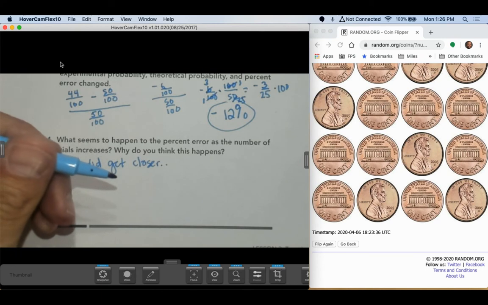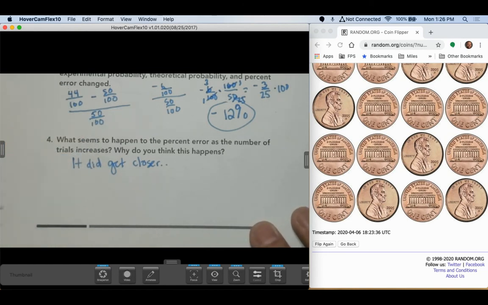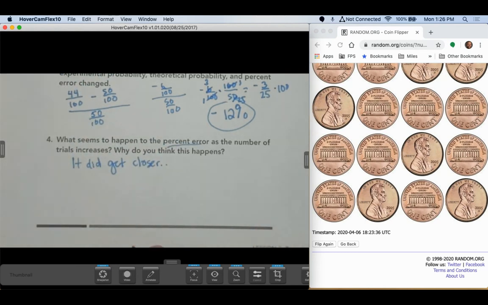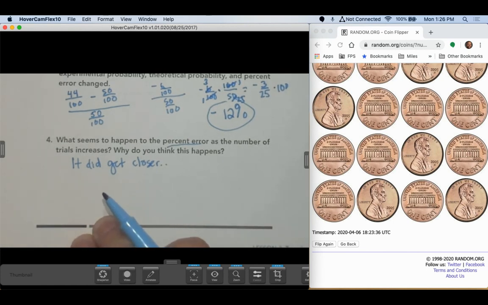And I would say it goes down because theoretically, if you do a whole bunch of trials, it gets closer and closer and closer to that. That's all I got for right now. Okay, so that was activity 3.4.